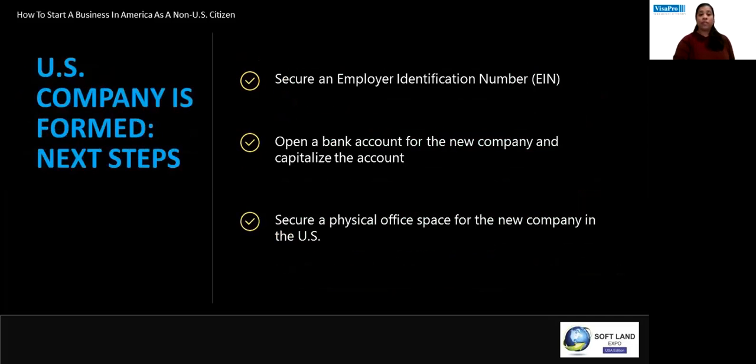Now that you've formed the US entity, what's next? You'll need to secure an employer identification number, also known as a federal tax ID number, for the new company. The FEIN is used to identify a business entity for tax-paying purposes by the Internal Revenue Service at the federal level and by state taxation authorities. You'll need to open a bank account for the new company and capitalize the account. And you'll need to secure a physical office space for the new company in the US.